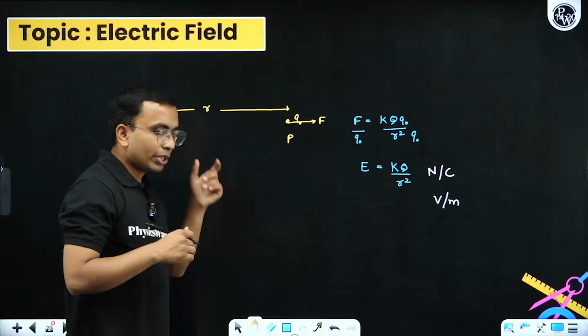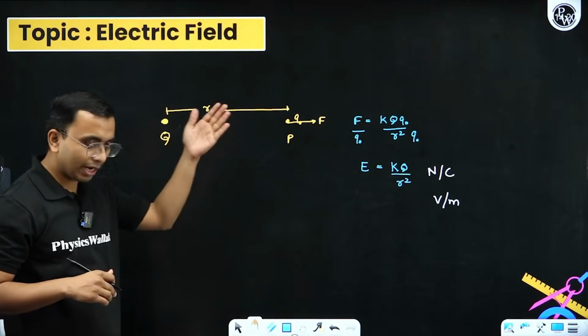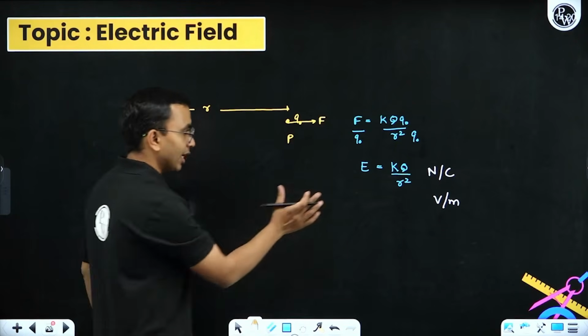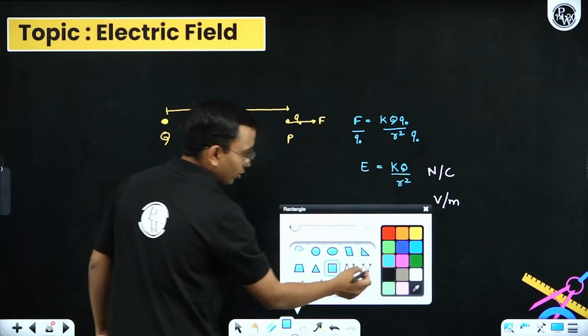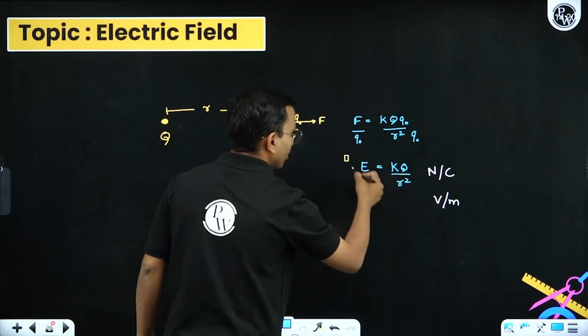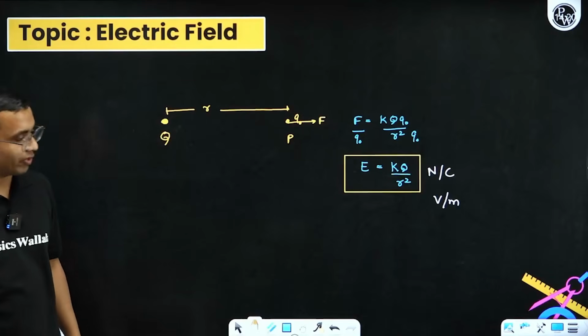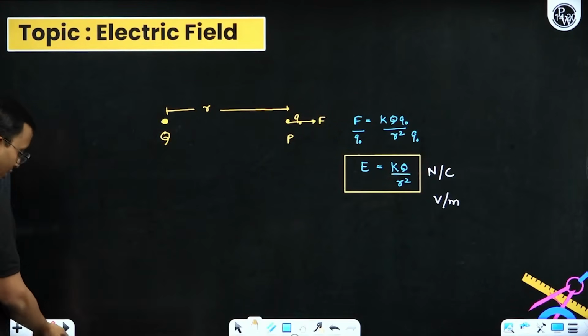Okay, so due to any point charge, if you have to write the electric field at a certain distance r, you will say that is kq divided by r square. So you should remember this formula: kq divided by r square, due to one point charge at any point.